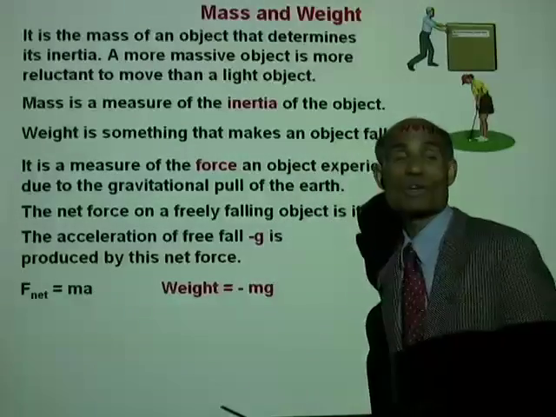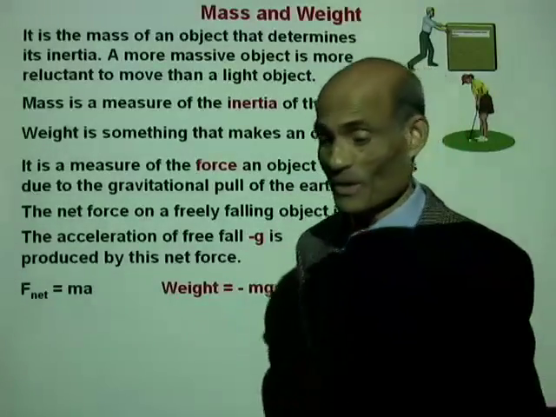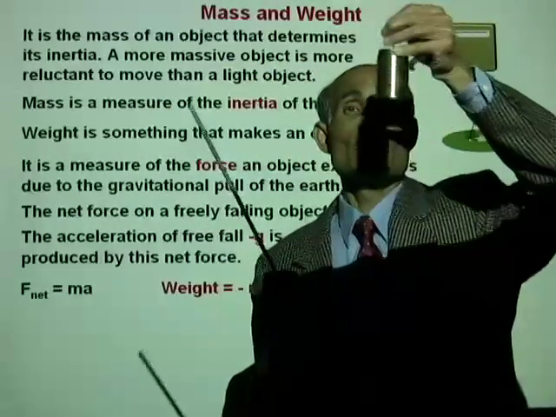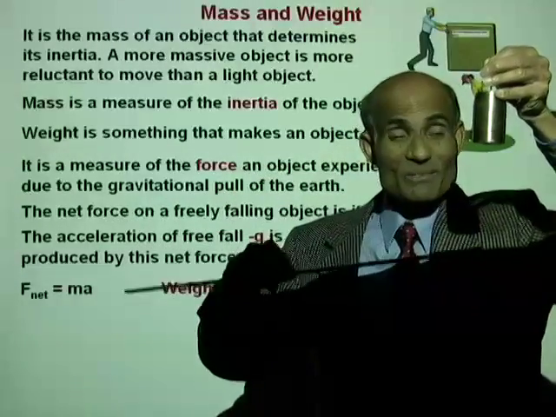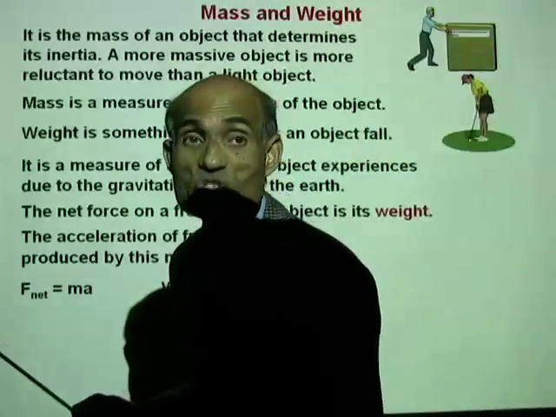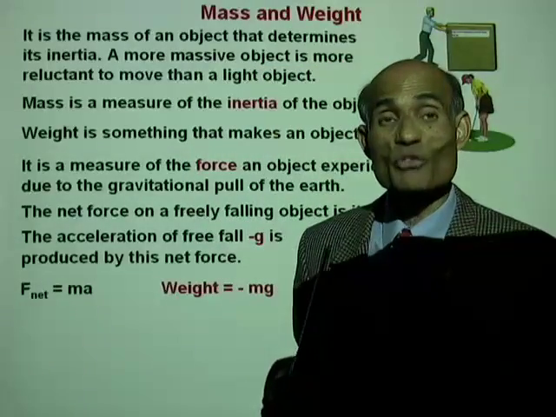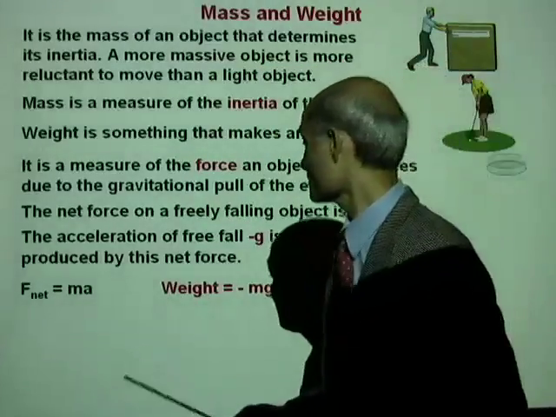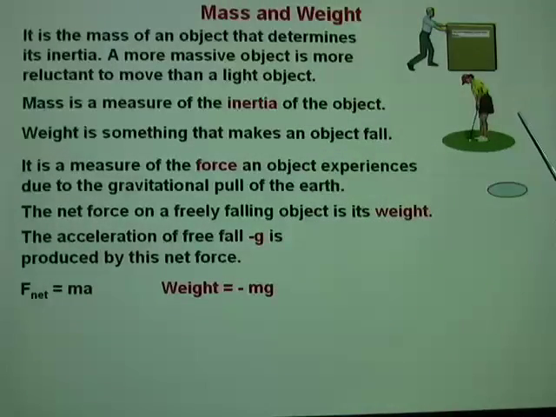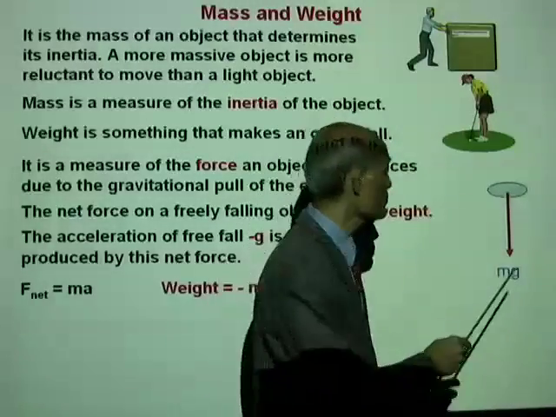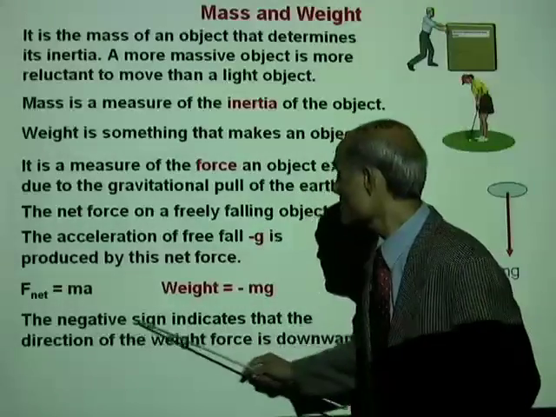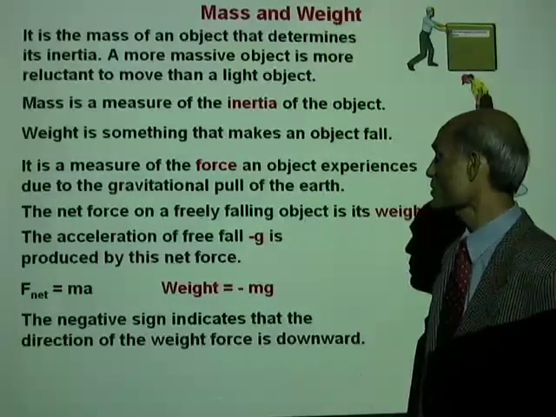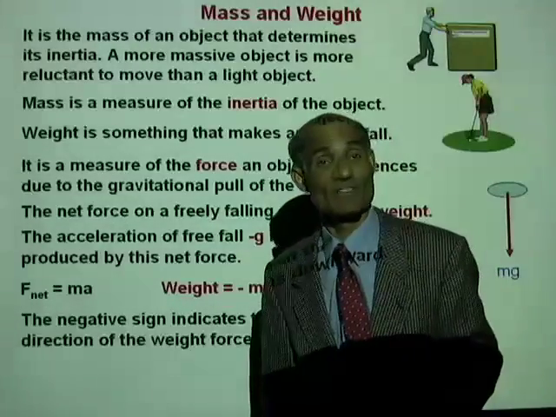Negative g, or negative mg. The weight of this object is negative mg. It is directed downwards, where m is the mass and g is the acceleration caused by the force of gravity. So here, when it falls under the action of that net force, which is m times g, the negative sign indicates that the direction of the weight force is downward.